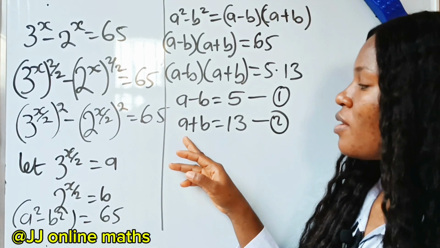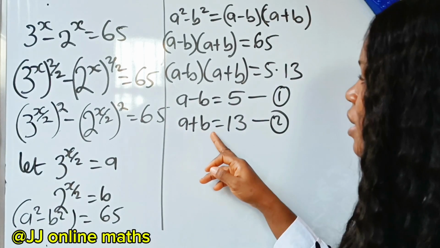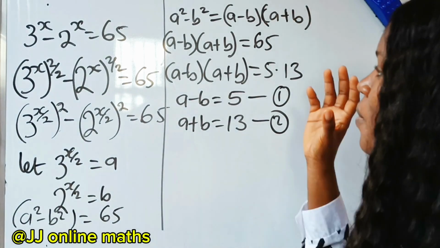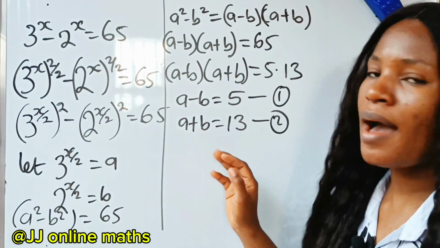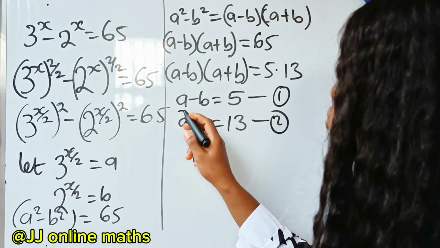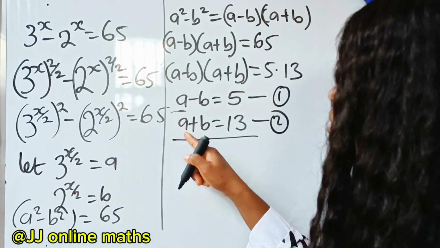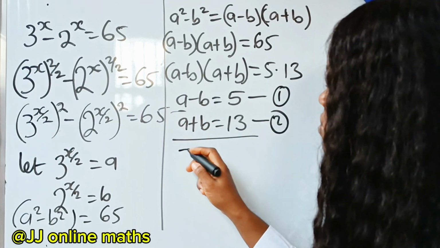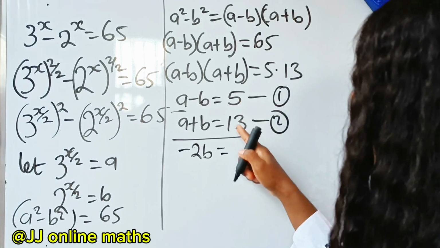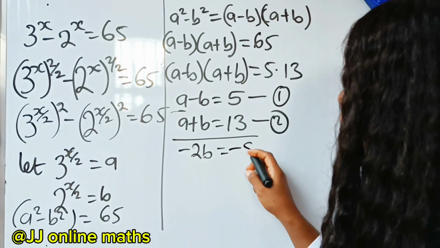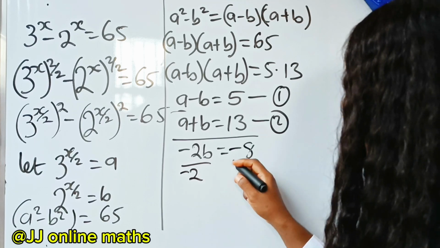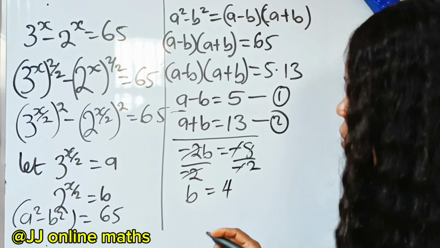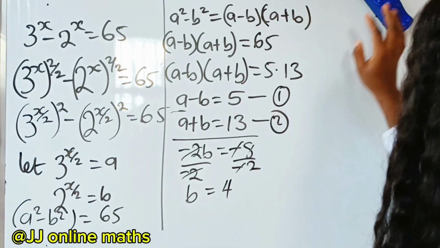Don't say, oh, is this what we are doing? Because recall that we're not looking for the value of a, neither are we looking for the value of b. We are looking for the value of x. So I will advise you to watch to the end and see how we found our x from a and b. Now we are going to subtract. a minus a is 0, minus b minus b gives us minus 2b, is equal to 5 minus 13, which gives us minus 8. Now let's divide through by minus 2, and we have that b is equal to 4.